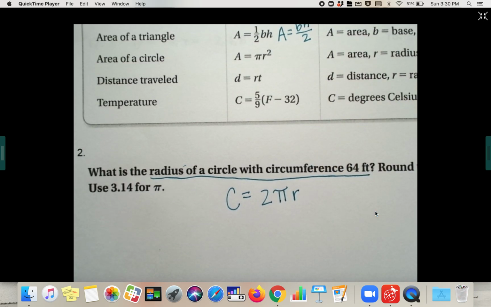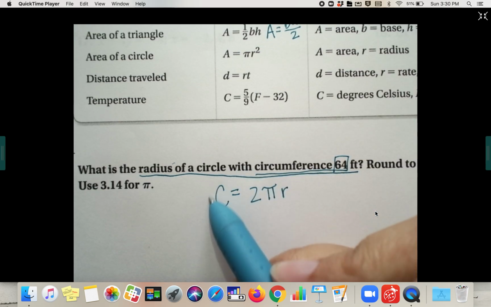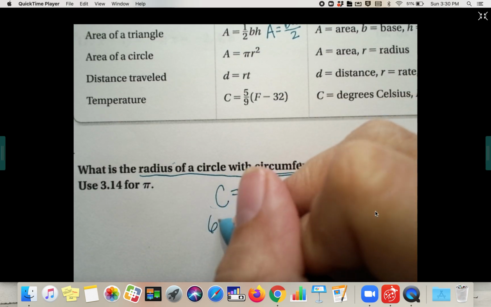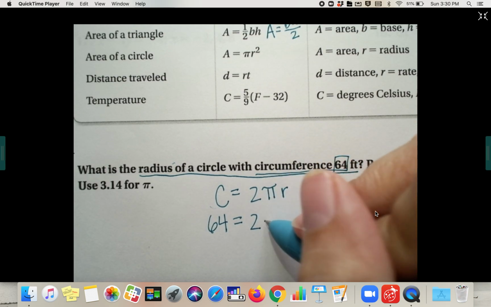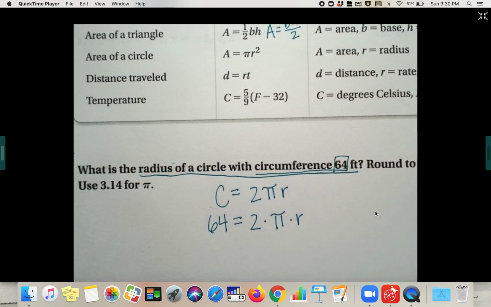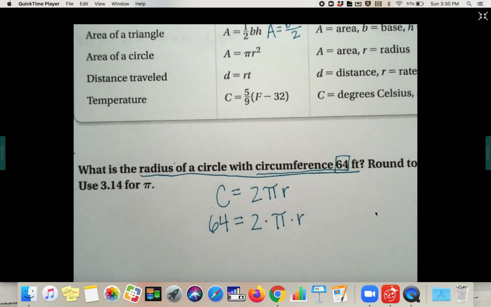And let's fill in what we know. It says the circumference is 64. So instead of this large C, I'm going to put 64. 2 times pi times the radius. And it tells us to use 3.14 for pi.